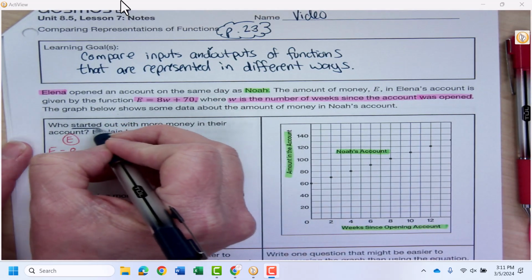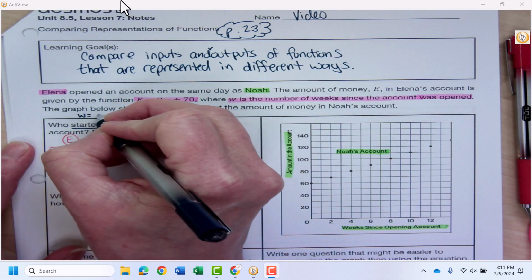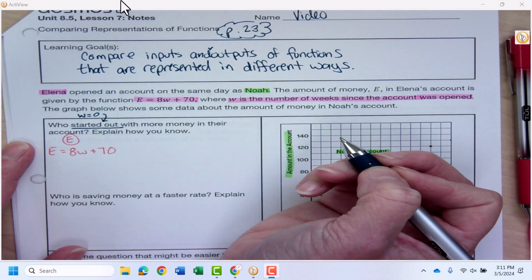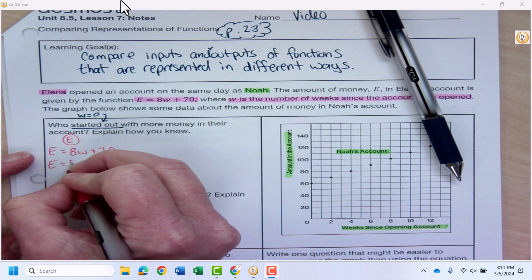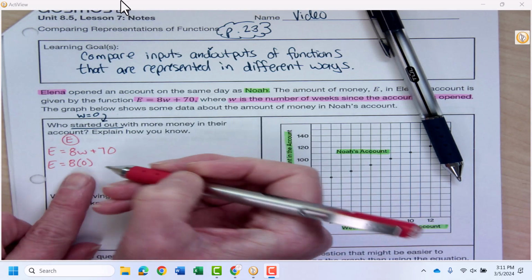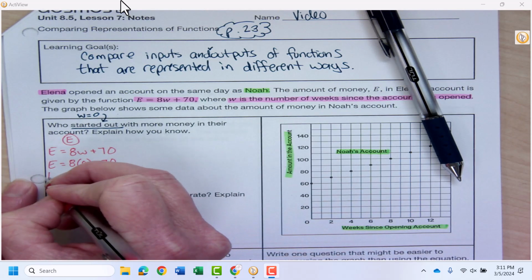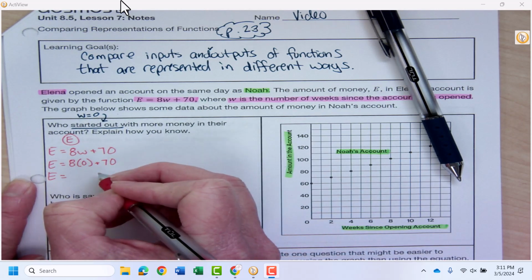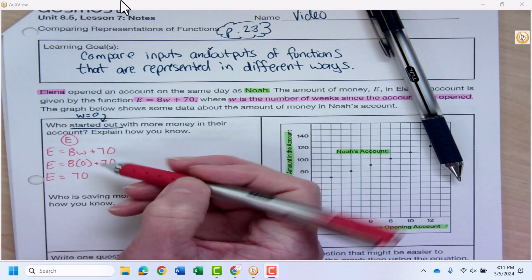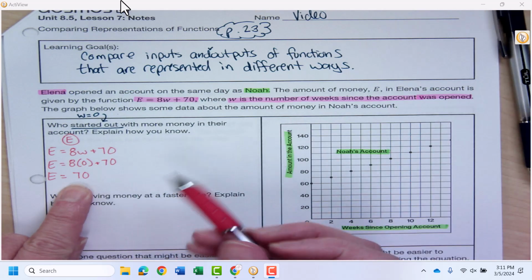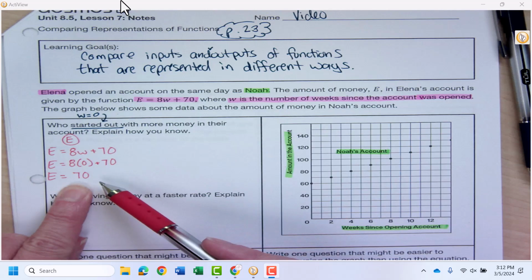When we started out, that means that no weeks have passed yet. So the number of weeks is equal to 0 when we're starting out. So let's use that in this equation. So 8 times, well, we've had 0 weeks so far, plus 70. If we simplify that, 8 times 0 is just 0, plus 70 is 70. So that means that the amount of money in Elena's account is $70.